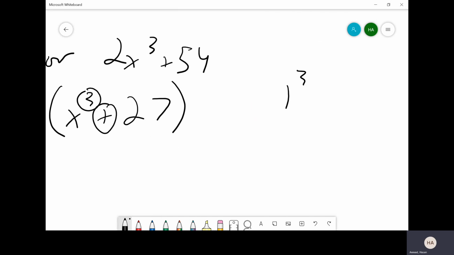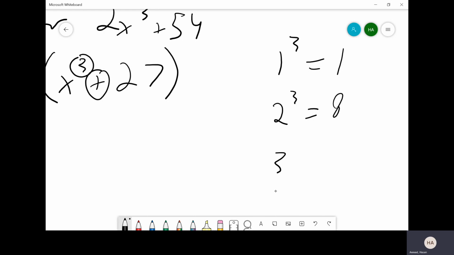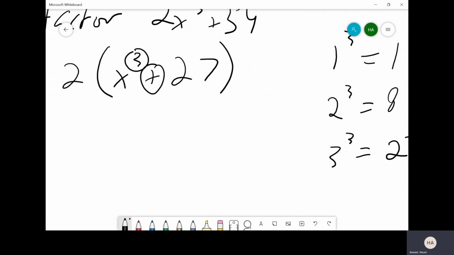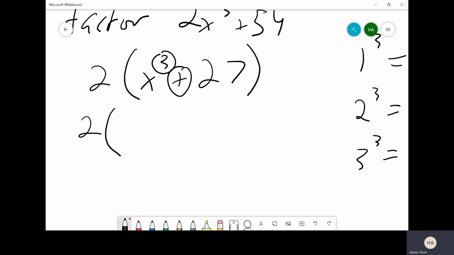Well, what is 1 cubed? 1 cubed is 1 times 1 times 1, which is still just 1. What is 2 cubed? 2 cubed is 2 times 2 times 2, which is 8. And then you think to yourself, oh, what about 3 cubed? Well, 3 cubed is 3 times 3, which is 9, times 3, which is 27. Easy, right? So now we have a scenario where we have 2 on the outside, and we have x cubed plus 3 cubed. And what we see here is a sum of cubes, right? We have a cube plus a cube, sum of cubes.